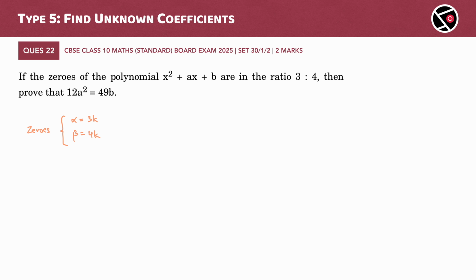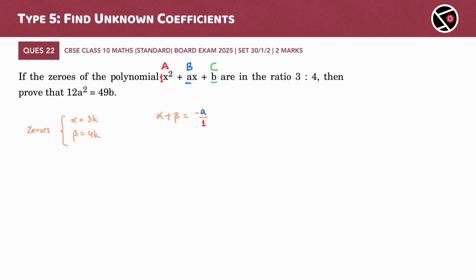Now let's identify the coefficients of the polynomial. A is 1, B is a, and C is b. Be extremely careful here. I have intentionally used uppercase A, B, C to avoid confusing these with the lowercase a and b already used in the polynomial. The sum of zeros alpha plus beta equals minus B over A. B, the coefficient of x, is a, and A, the coefficient of x square, is 1. We have minus a over 1.